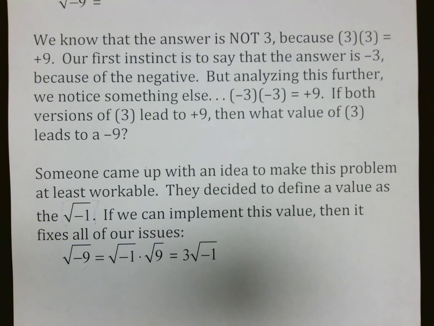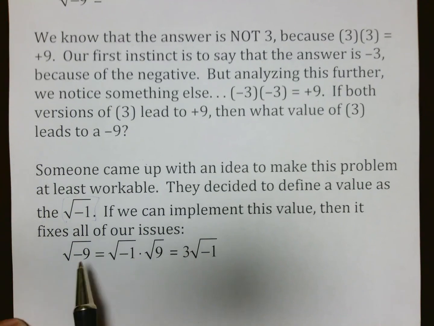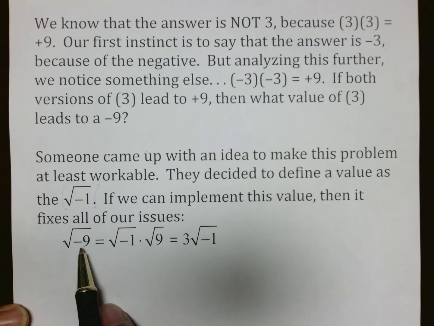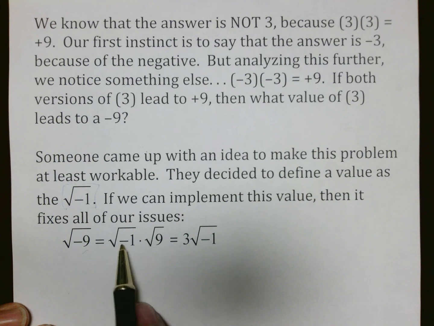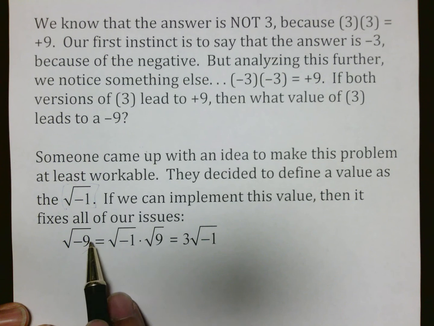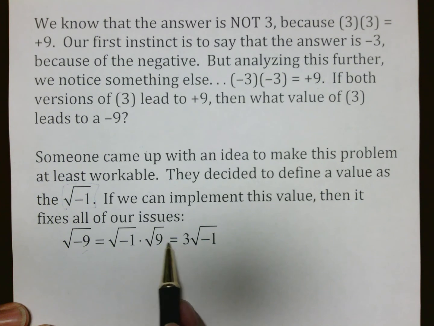And if we can implement this, then it fixes all of our issues, because what we can say is that the square root of negative 9 is equal to the square root of negative 1 times the square root of 9, because of course if you remember it's inside times inside, and that allows us to turn this into a 3 times the square root of negative 1.